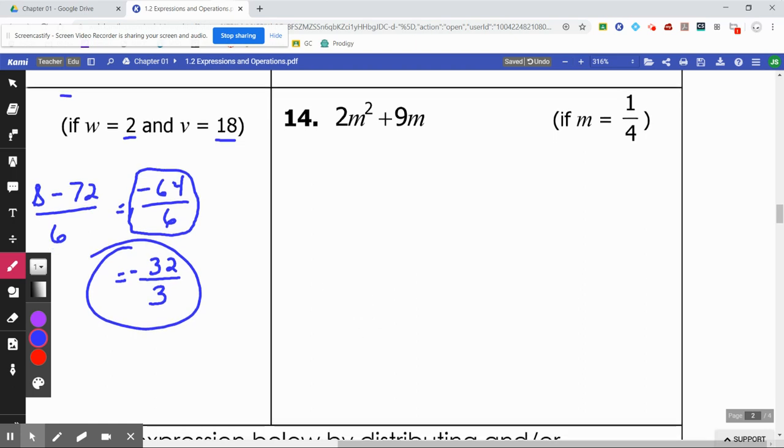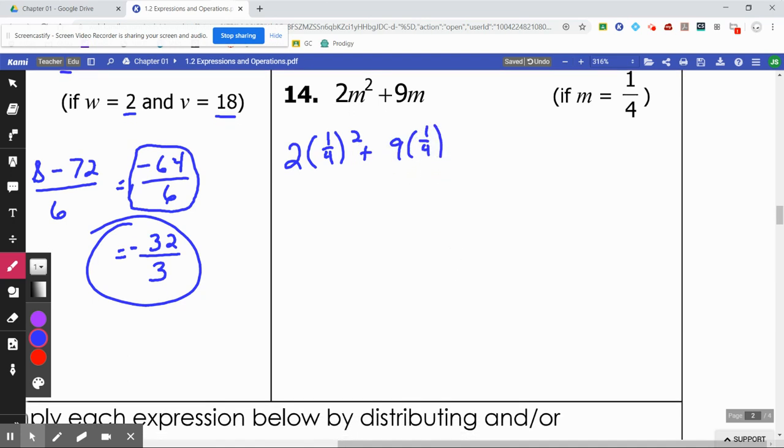2m squared would be 2 times 1/4 squared plus 9 times 1/4. Exponents are going to come first, so that's going to be 1/4 times 1/4. Now, to square a fraction, it is legal to square the top and square the bottom. That would be a 1 over a 16 plus 9 times 1/4.